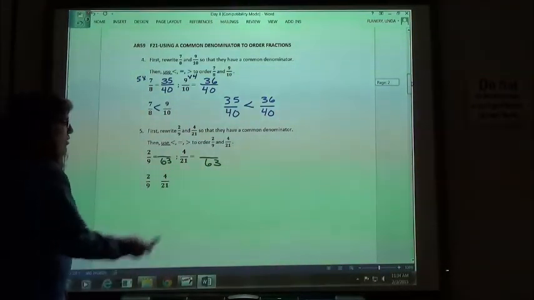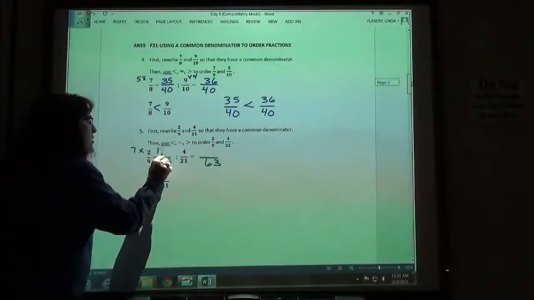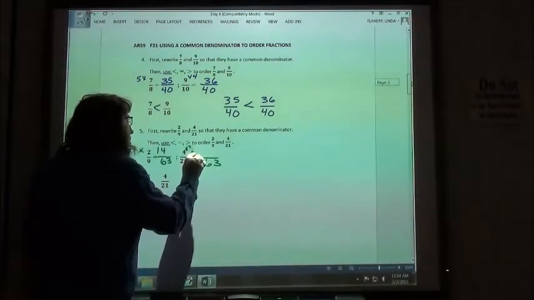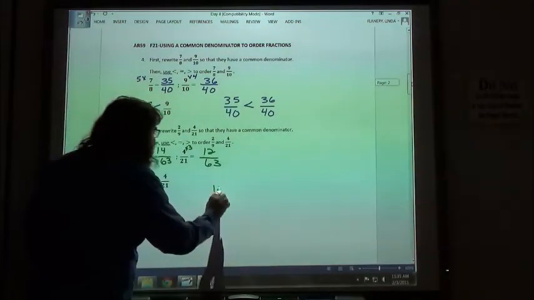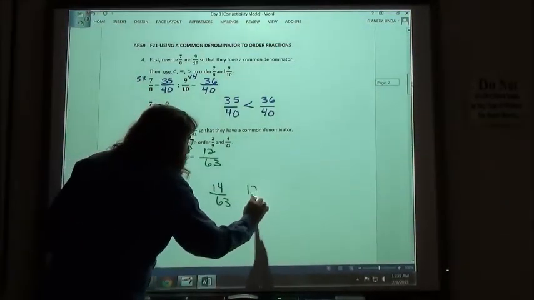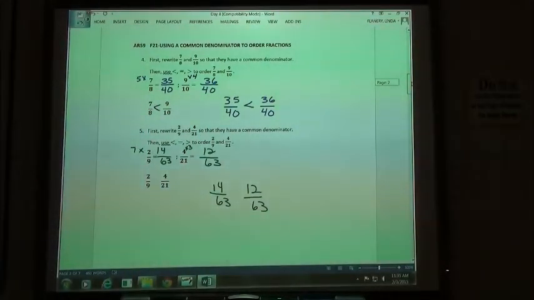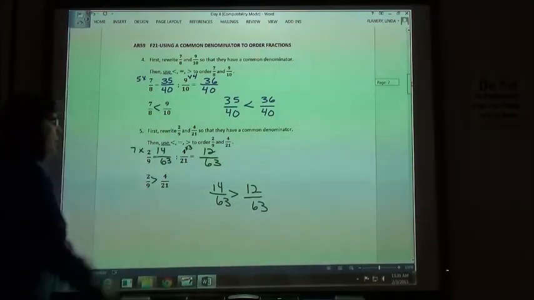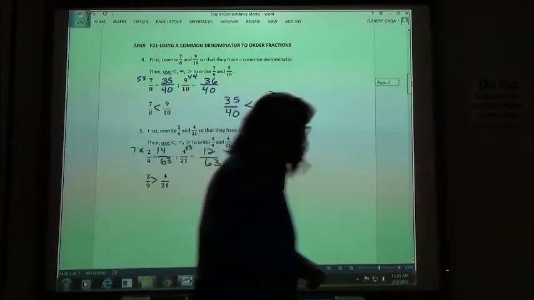Making my equivalent fraction. 9 goes into 63 7 times. 7 times 2 is 14. 21 goes into 63 3 times. 3 times 4 is 12. So 14 over 63 compared to 12 over 63. We know that 14 is greater than 12, and so 2/9 is going to be greater than 4 over 21. Go ahead, try number 6 while I'm moving the board here.